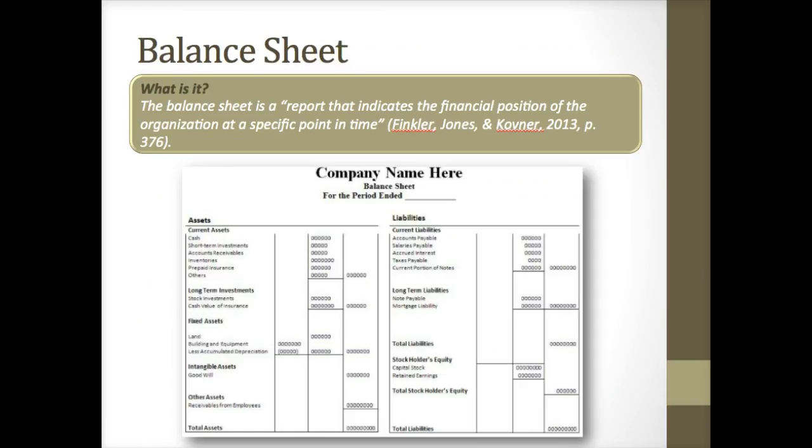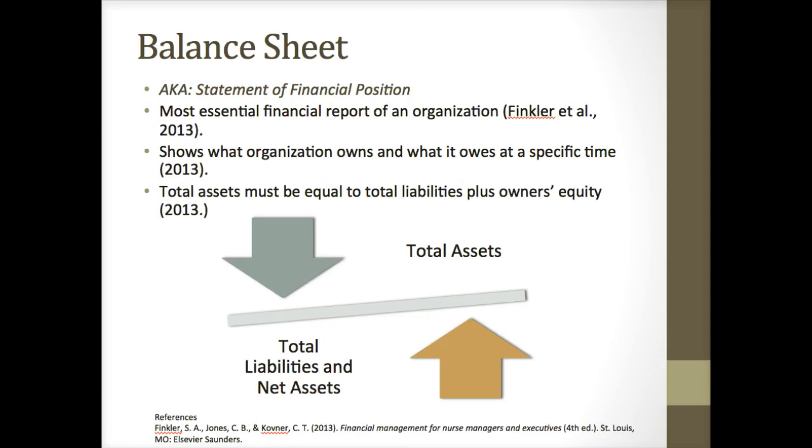The balance sheet is a report that indicates the financial position of the organization at a specific point in time. The balance sheet is also known as the Statement of Financial Position. It is the most essential financial report of the organization, and it shows the organization what it owns and what it owes at any specific time. The total assets must be equal to the total liabilities plus the owner's equity.